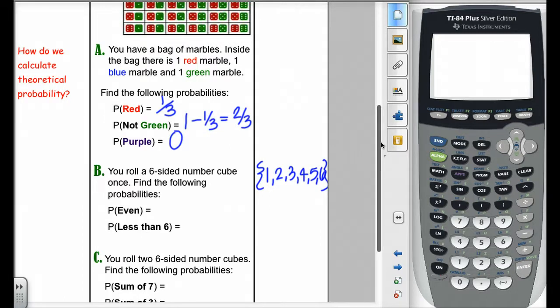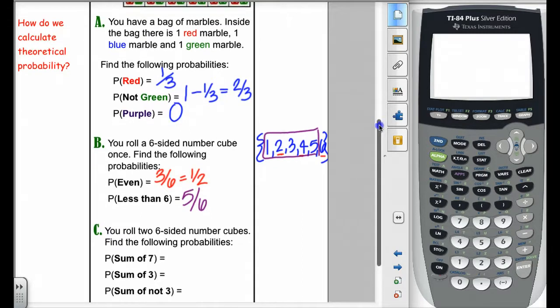So probability of rolling an even number. I know that my evens are 2, 4, and 6, which is going to be 3 out of 6, which simplifies to 1/2. Please simplify your fractions if you can, because it's a lot easier to wrap your brain around a smaller fraction than it is one with bigger numbers. Now, when we look at a number less than 6, all of these are less than 6. So therefore, that is 5 out of 6, and that cannot be simplified.